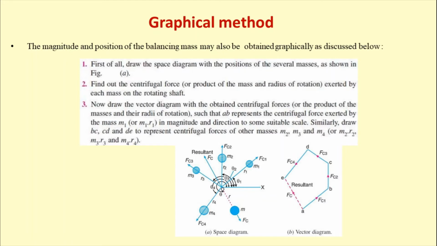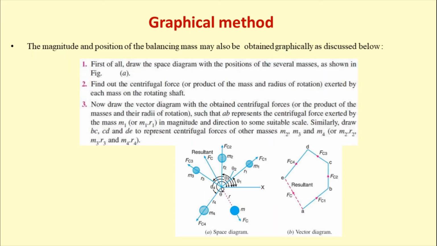In the graphical method, first you have to draw the space diagram with several masses as shown in the figure, then find the centrifugal forces, that is the product of the mass and the radius of rotation. Remember, you need not multiply by omega square each time, because all the terms containing m1, m2, m3, m4 and r1, r2, r3, r4 have the same angular velocity, so there is no need to multiply repeatedly with omega or omega square.